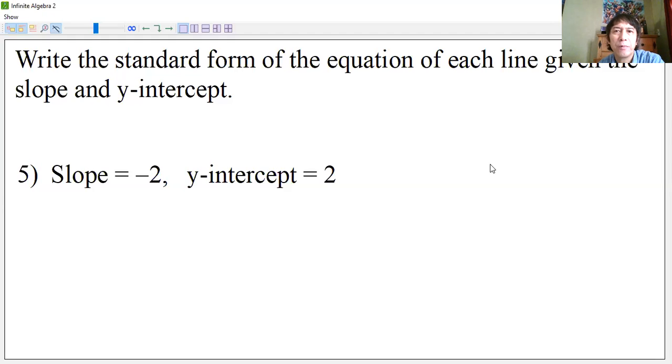Write the standard form, the equation of each line given the slope and y-intercept. Now, given slope and y-intercept, that means we shall write the equation first using the slope and using the y-intercept. Okay, so that will be the starting solution. So let's go to our working screen.